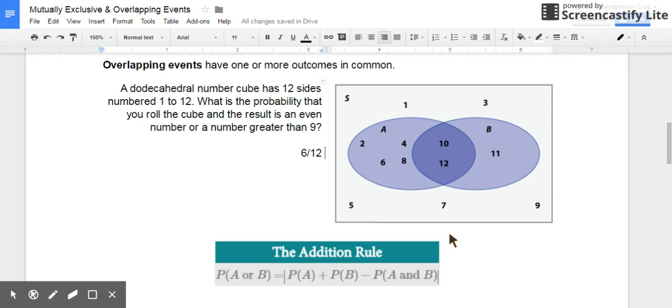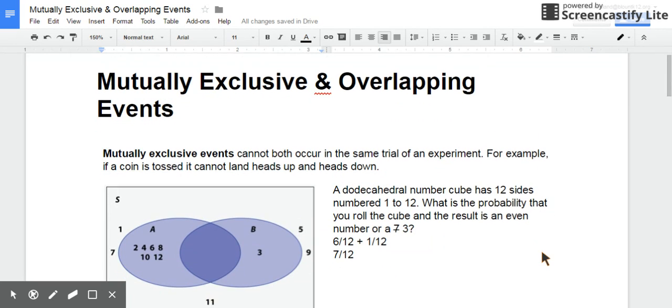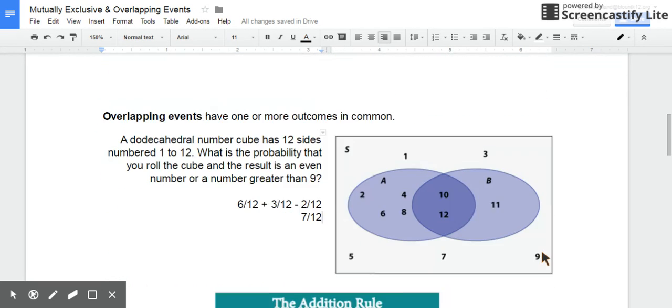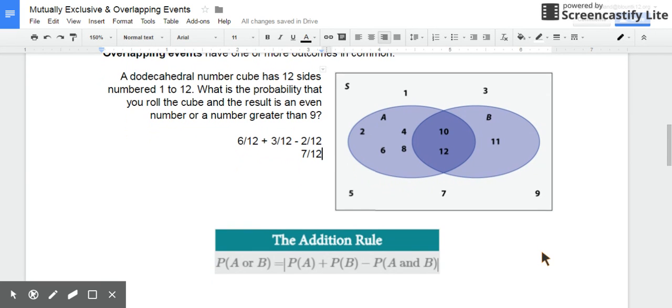So our event A, the even numbers, we have 6 out of 12. We're going to add to that our event B, which is 3 out of 12. And then we're going to take out the overlapping intersection, which is 2 out of 12, so that we can get our total probability, our union of A or B. So we've got 9 out of 12, and then take out 2 of that, so we have 7 out of 12. All right, so that takes care of our mutually exclusive and overlapping events. We have that mutually exclusive rule, and then you've got your addition rule for overlapping events.